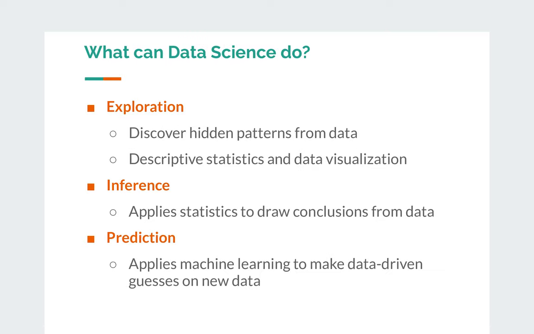Okay, so I told you that bioinformatics could be summarized into four major tasks. So data science could be summarized into three major tasks. And the first one is exploration. So what's the first thing that you do when you acquire new data? You want to understand the data, right? So don't jump to the conclusion, don't jump to the prediction model building process. But first, start by exploring the data.